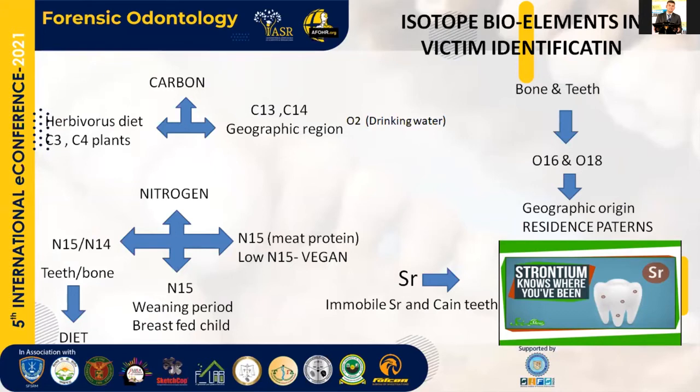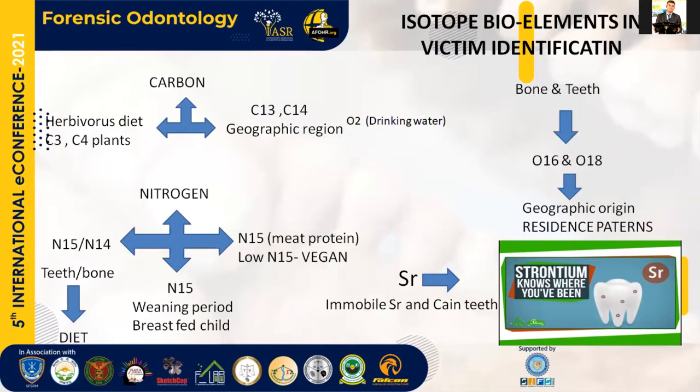Furthermore, I have C13 and C14, again predicting the geographic origin. The atmospheric C14 combines with oxygen and carbon dioxide is produced. The atmospheric C14 level almost remains constant throughout. So when I analyze the carbon isotope ratios from these human tissues against the isoscapes of carbon, I can tell that this particular person probably belonged to this geographic origin, again to reduce the possible searches.